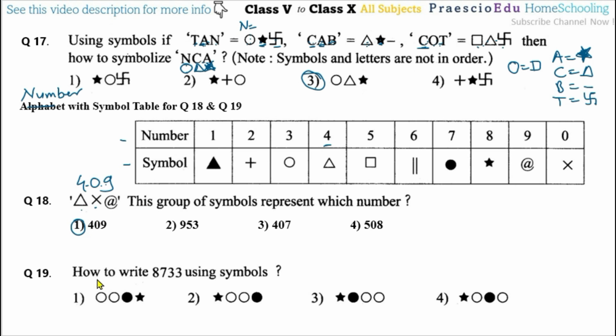Then question number 19, how to write 87. 8 means this star, so star here, here and here. Then 7 means this solid circle, so here, but here not, and here also not available. So options 2, 1 and 4 are missing, so only option number 3 is the correct one. Then 3 means these two circles, so option number 3 matches correctly.